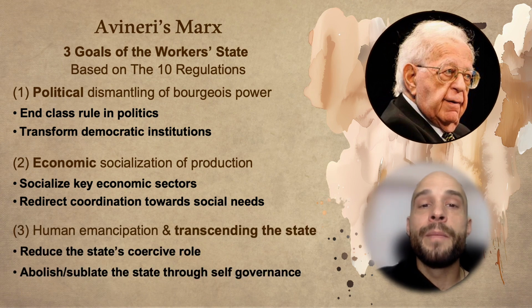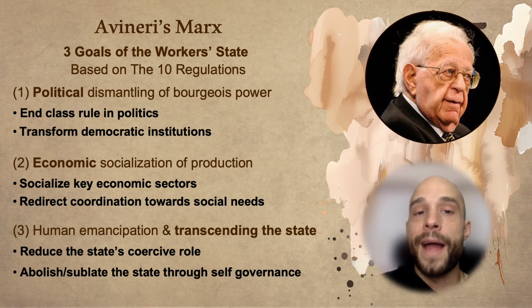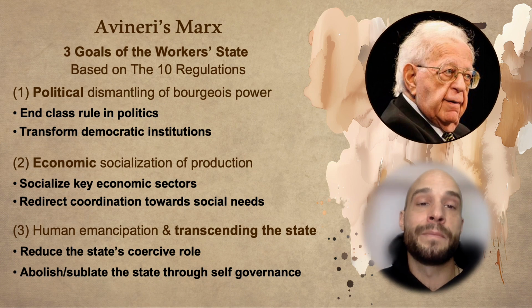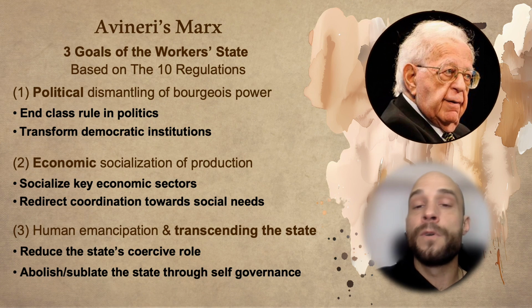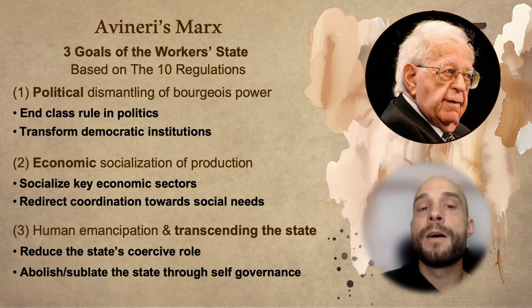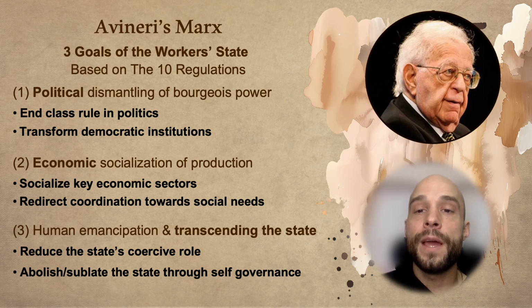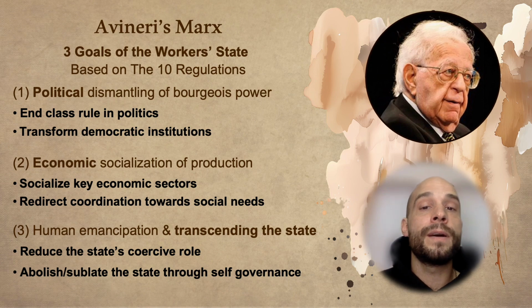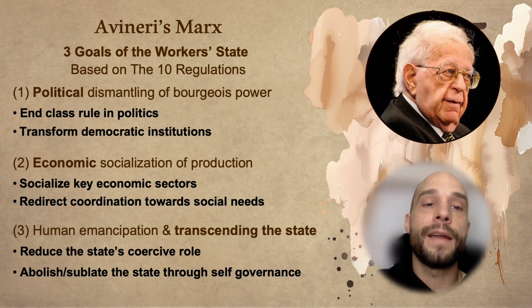Third, human emancipation and the self-transcendence of the state. This is the most radical claim. Here we get as close as possible to an anarchist Marx. For Avineri, the worker state is not the final form of society. As class domination dissolves, the state itself loses its coercive character and begins to wither, not through decree, but because it's no longer needed as a separate power over society.